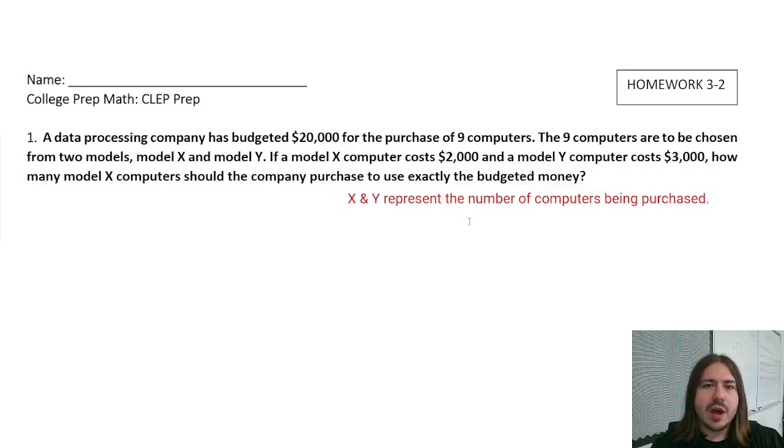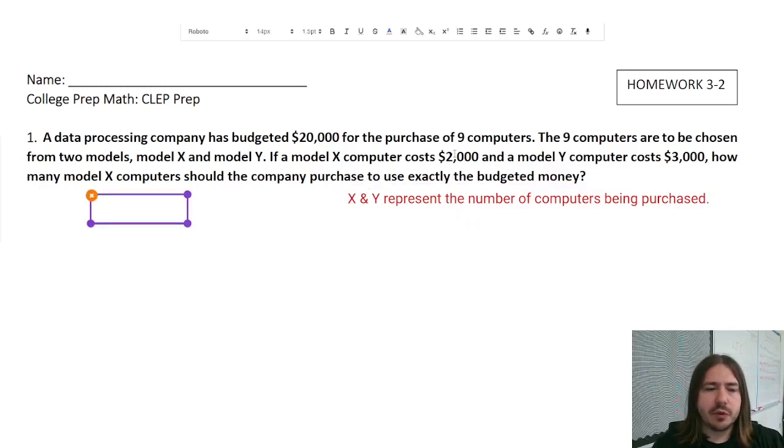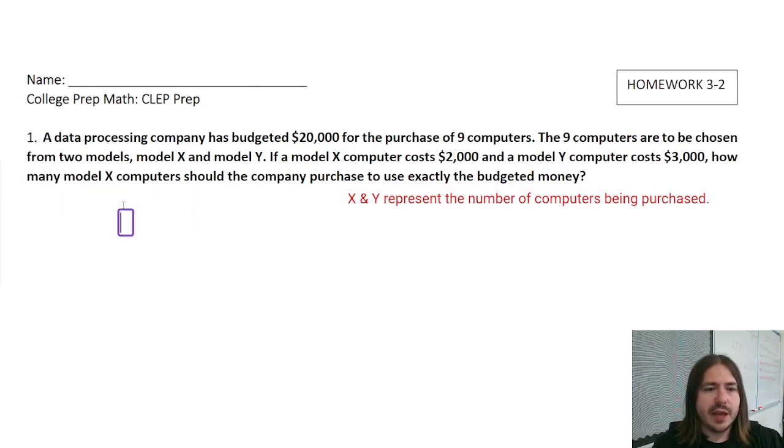So if X and Y represent the number of computers being purchased, and we know we bought a total of 9 computers, the first equation we want to set up here is going to be X plus Y equals 9. So however many computers we buy, they need to add up to 9.